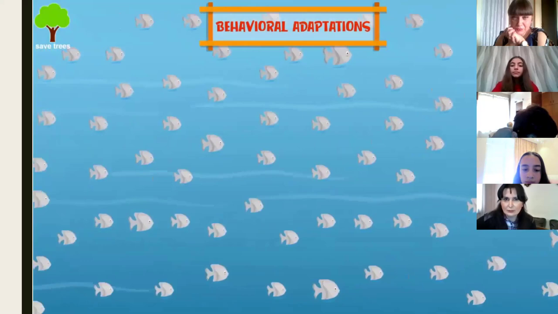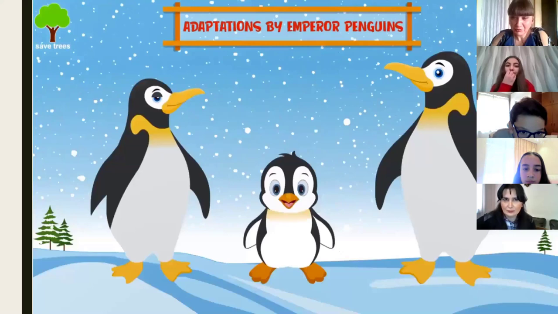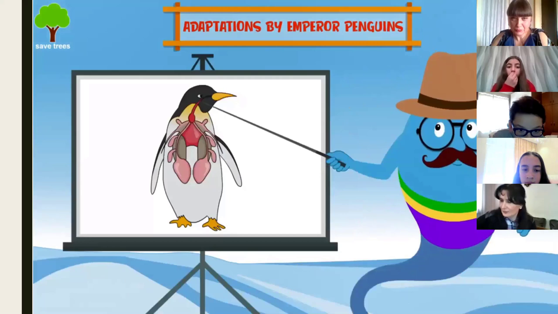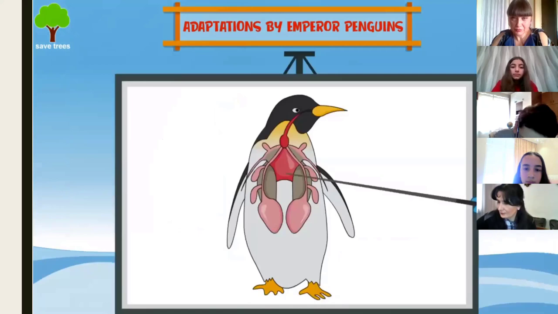Special adaptations by emperor penguins. They are highly adapted to the cold environment, as the emperor penguin is the only animal that breeds during the Antarctic winter. Emperor penguins have nasal chambers which recover much of the heat lost through the breathing process, and closely aligned arteries and veins. Now you know how hard life is in Antarctica.